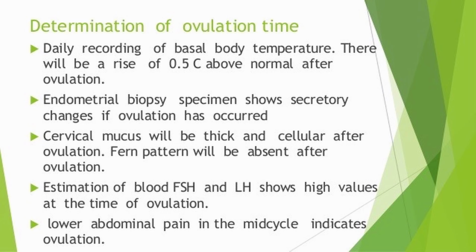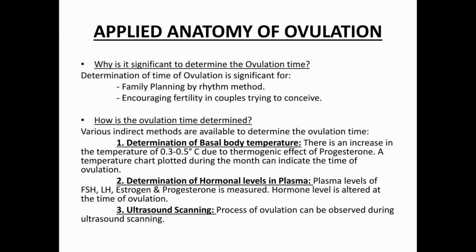Next we discuss the applied anatomy of ovulation. Firstly, why is it significant to determine the ovulation time? Determination of the time of ovulation is significant for family planning by the rhythm method and for increasing fertility in couples trying to conceive. Second, how is the ovulation time determined? Various indirect methods are available to determine the ovulation time.